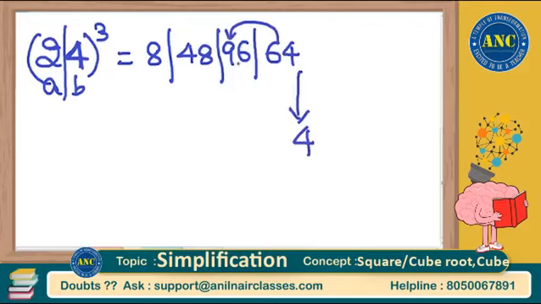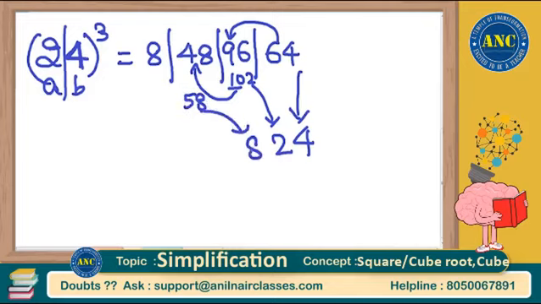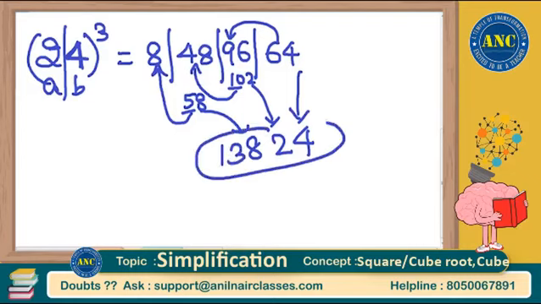6 is carried. 102 it becomes. Take down the unit digit 2. 10 is carried. 58 it becomes. Take down the unit digit 8. 5 is carried. 8 plus 5 is 13. 13824 is nothing but the cube of 24.